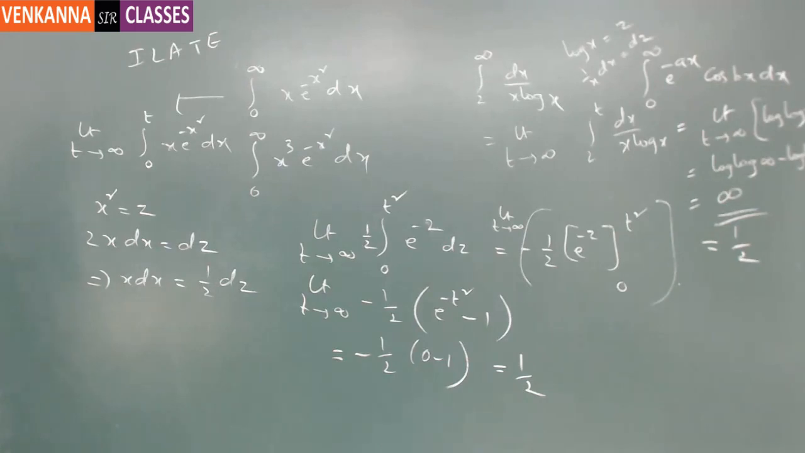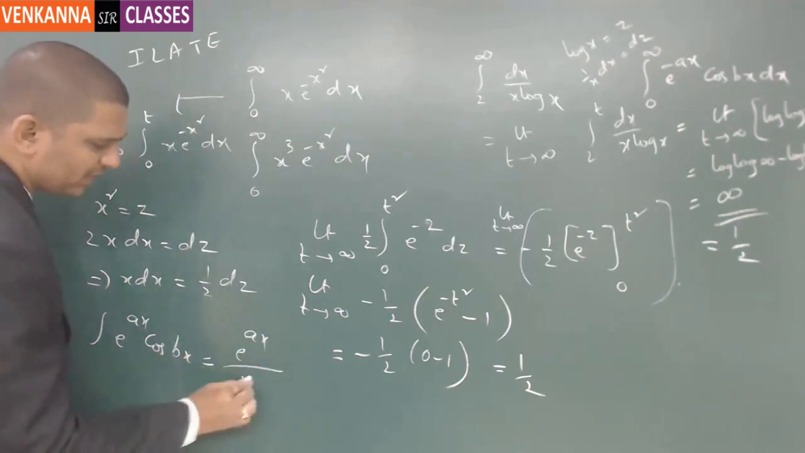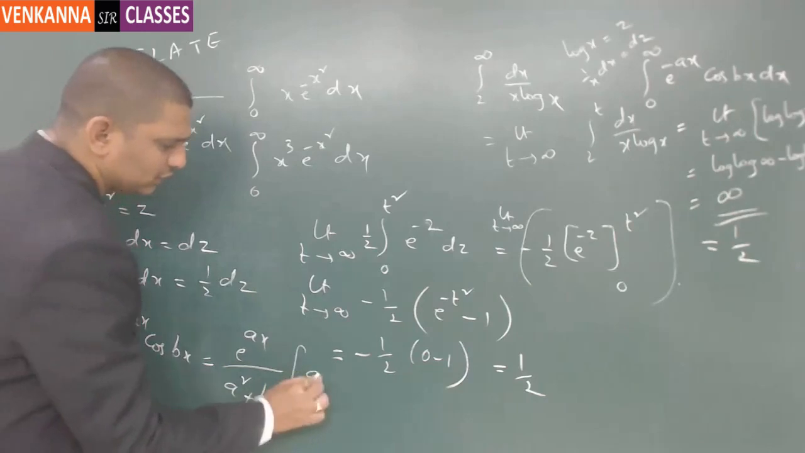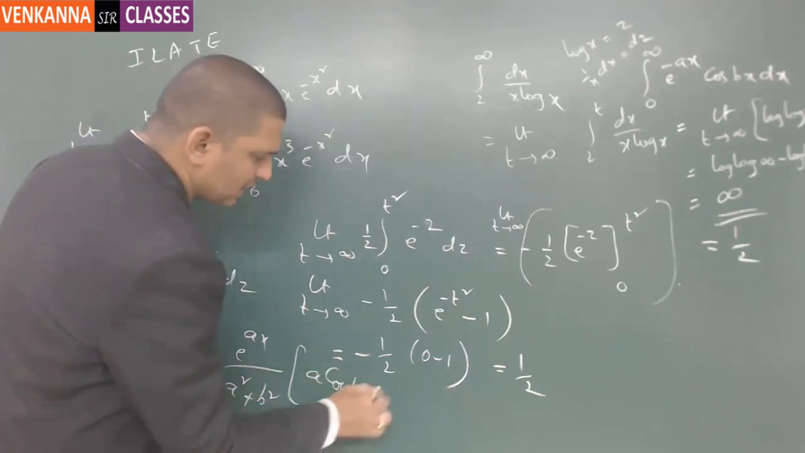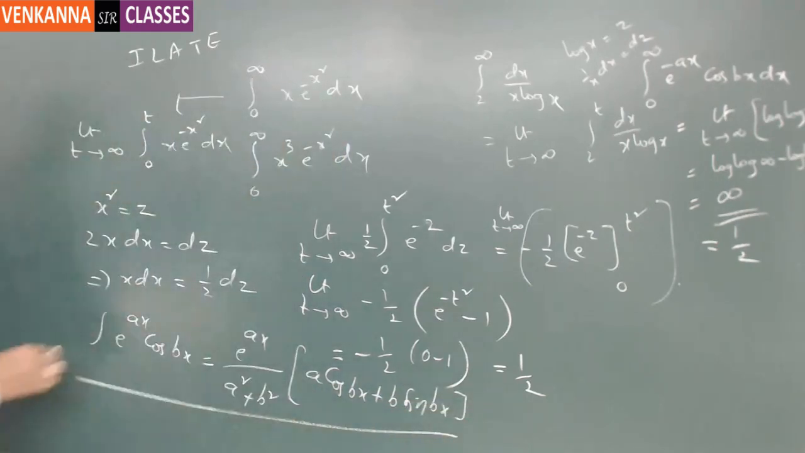And for the third one, you have a formula. So the formula will be like this. You are going to get it as integral e power ax into cos bx is equal to e power ax by a square plus b square into a cos bx plus b sin bx. You can make use of this formula for the third problem. Integral 0 to infinity e power minus ax into cos bx dx.